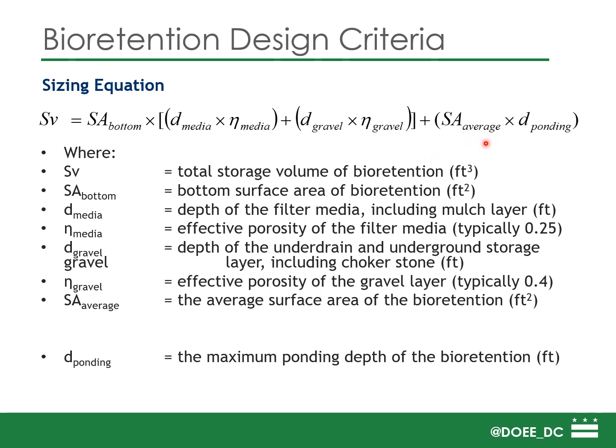So this is the storage above ground. This is taken from the surface area average, which is the average of the ponding area, times the depth of the ponding. And that's the storage volume in the ponding plus the subsurface storage here gives you the total storage.